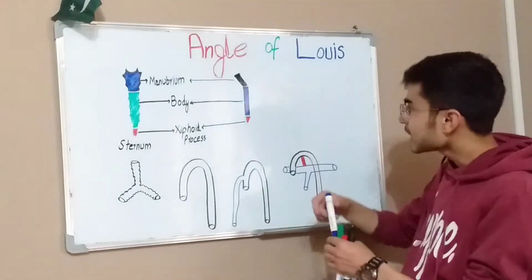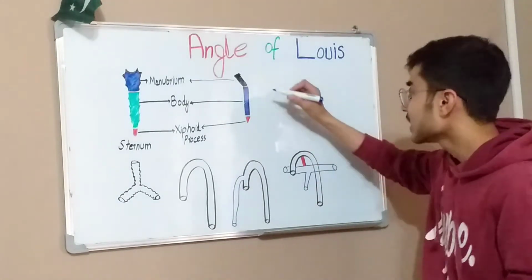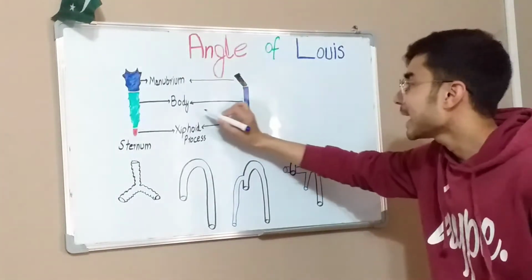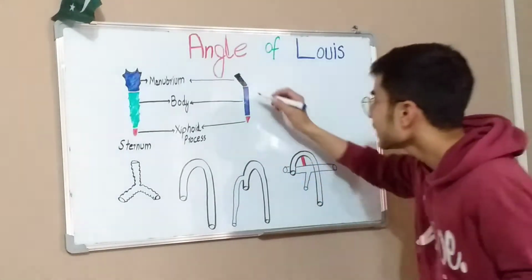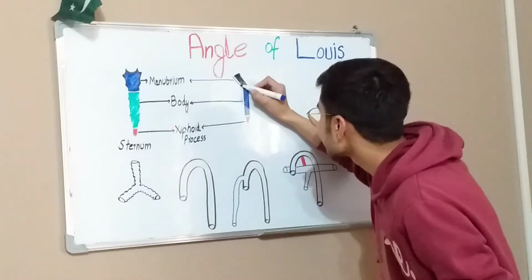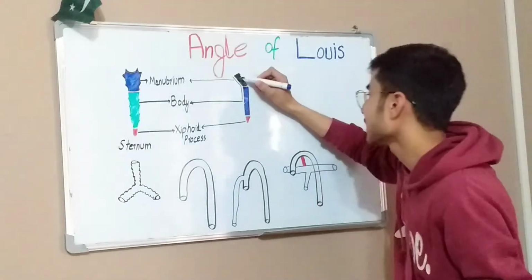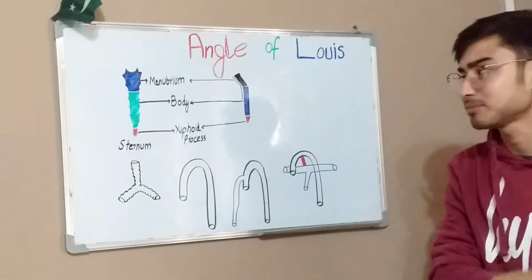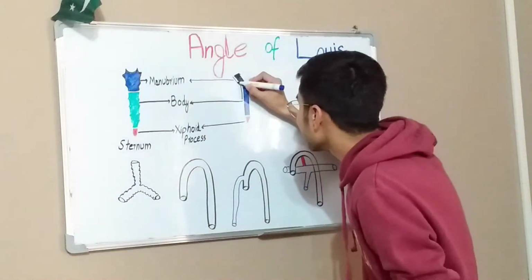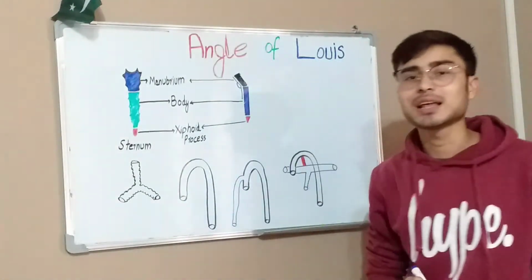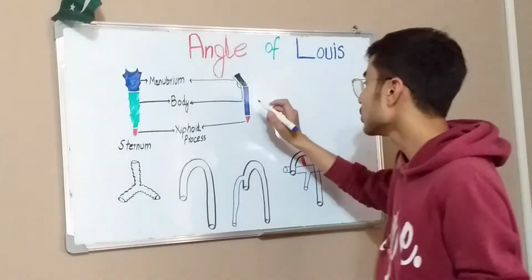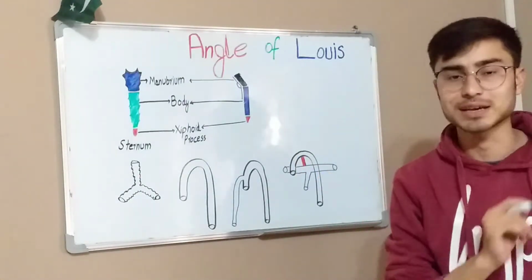Now as you can see in this picture, there is a slight angulation between the manubrium and the body of the sternum. This angle is formed between the manubrium and the body of the sternum. So this angle is called what? This angle is called the angle of Louis, or the sternal angle.